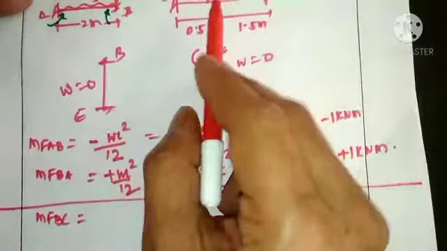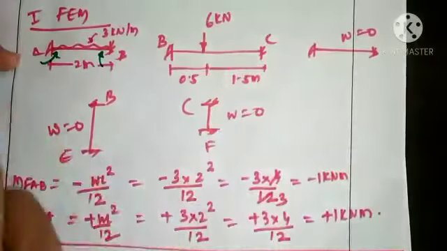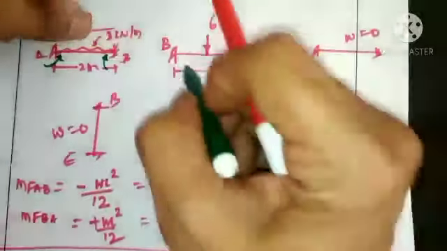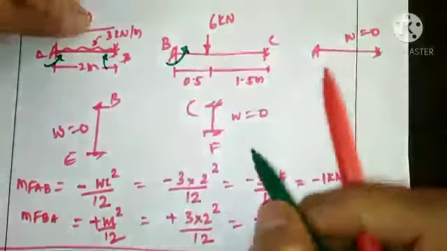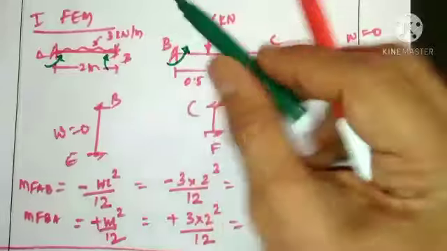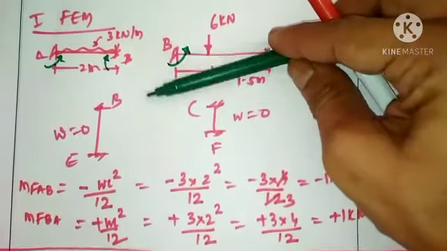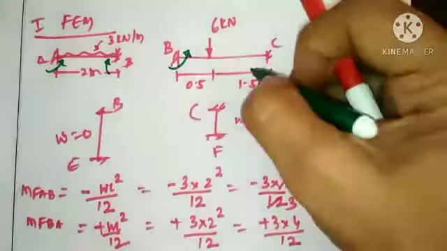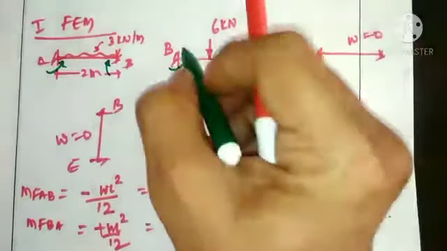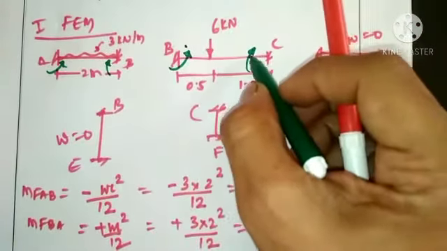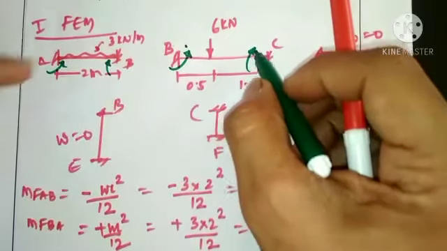Now for BC, it is point 2. Again, with reference to B, if we release support C, it will rotate in the clockwise direction, and B will offer in the anti-clockwise direction. Likewise, with reference to point C, the 6 kN load will rotate in the anti-clockwise direction and C will offer in the clockwise direction. So this will be considered as negative at point B. At C, it will be considered as positive because it is in the clockwise direction.